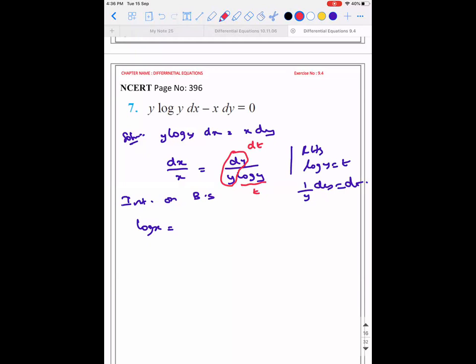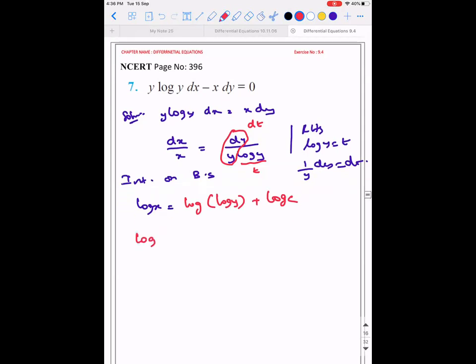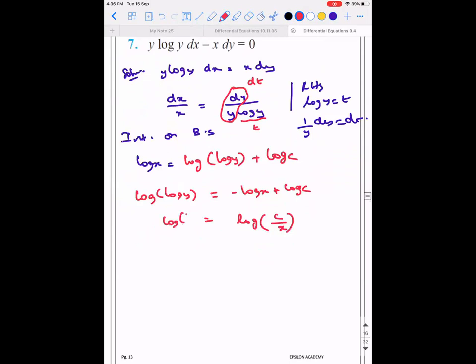So what will you get? Log of log y plus you can take it as log c. So try to have the log of log y on the left hand side. This will be equal to minus log x plus log c. So log of c by x is this thing, that is log of log y.